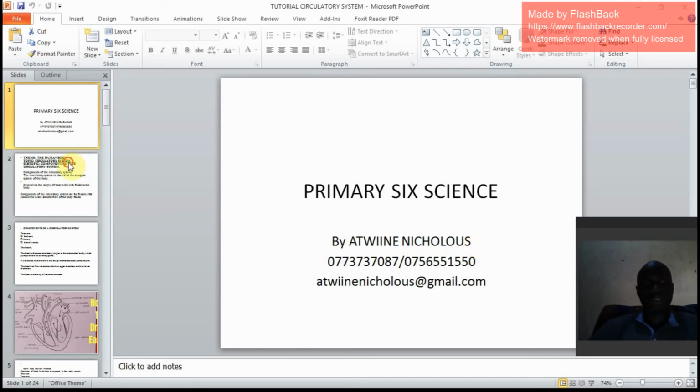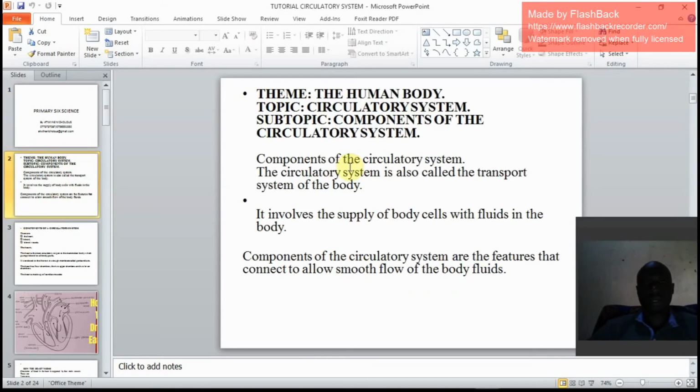We are going to discuss the circulatory system. The human body is the theme. The topic is the circulatory system, and the subtopic is the components of the circulatory system.